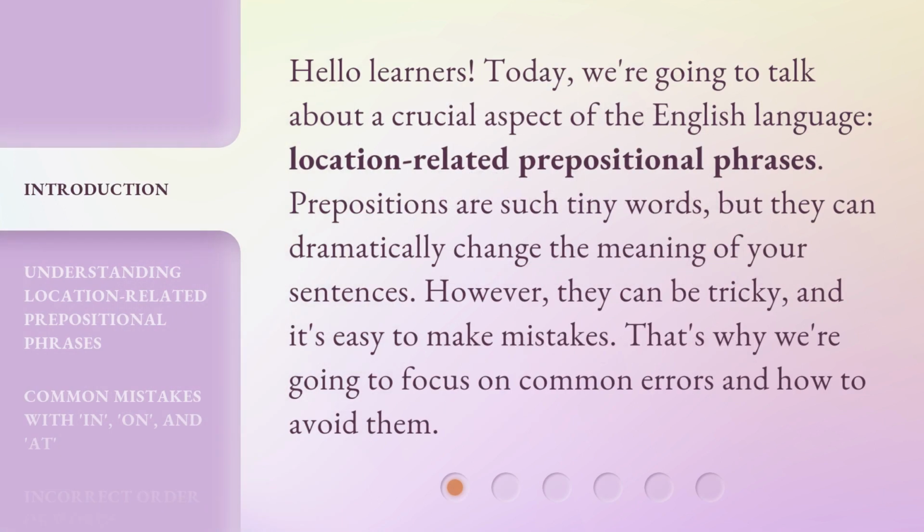Hello, learners. Today, we're going to talk about a crucial aspect of the English language: location-related prepositional phrases. Prepositions are such tiny words, but they can dramatically change the meaning of your sentences. However, they can be tricky, and it's easy to make mistakes. That's why we're going to focus on common errors and how to avoid them.